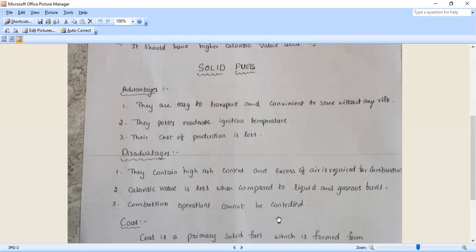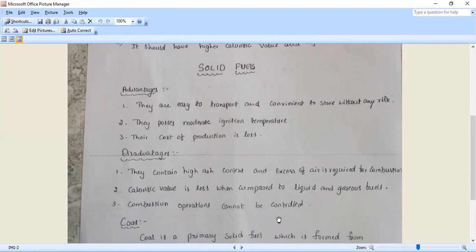Moisture content is higher, ash content is higher, and non-combustible components exist in the fuel, which reduces the calorific value of the fuel. Calorific value is less when compared to liquid and gaseous fuels. Generally solid fuels have less calorific value compared to liquid and gaseous fuels.